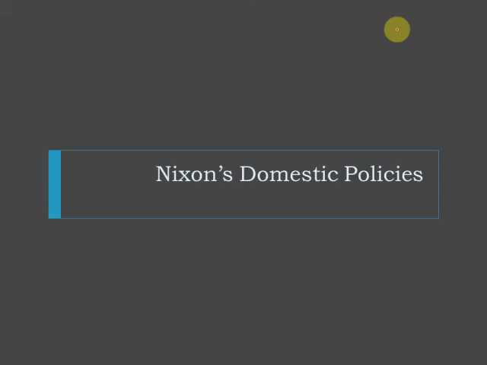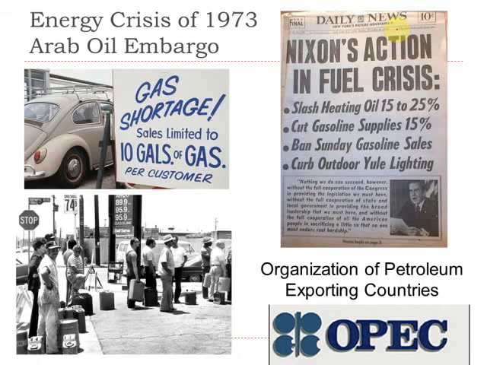Cool. Let's talk about Nixon's domestic policies then. What did Nixon do as president? His domestic policies. Well, one of the major problems that Nixon is going to deal with early on in his second term is the energy crisis of 1973. And it was caused by the Arab oil embargo.